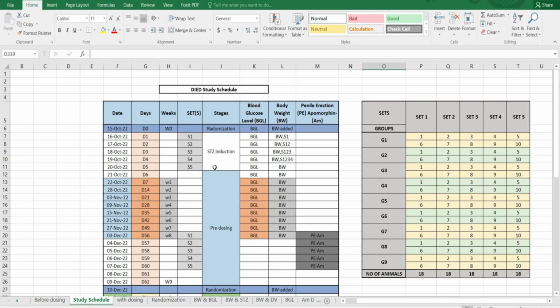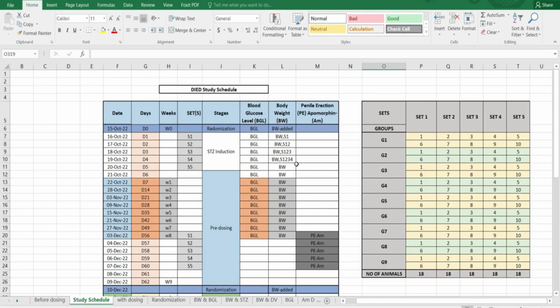Before STZ induction, we have to take the body weight. That is the norm, because without body weight we cannot calculate the STZ amount. So that is obvious, and you have to keep it in mind. And the same day we have to see their blood glucose level after induction. Six hours later we have to check what the glucose level is.